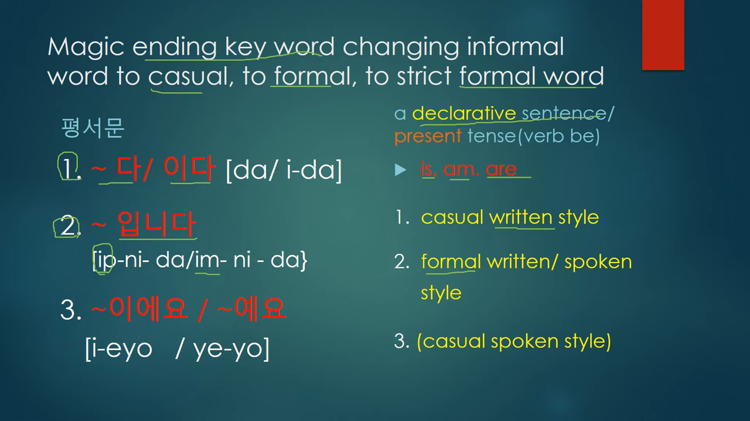And number three, 이에요, 예요. It's the casual spoken style. Casual spoken style means this expression is used between friends. You can use this word with a youngster. So I'll show you an example of how to use this word. Let's go to the next page.